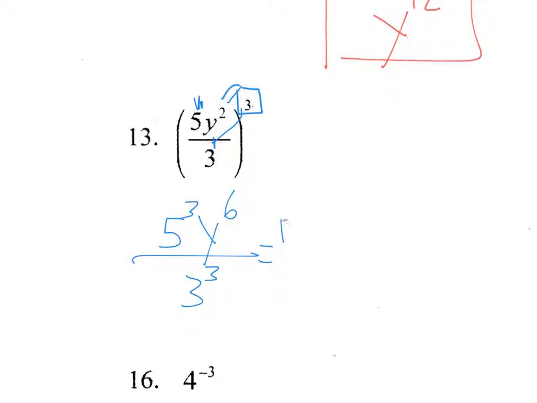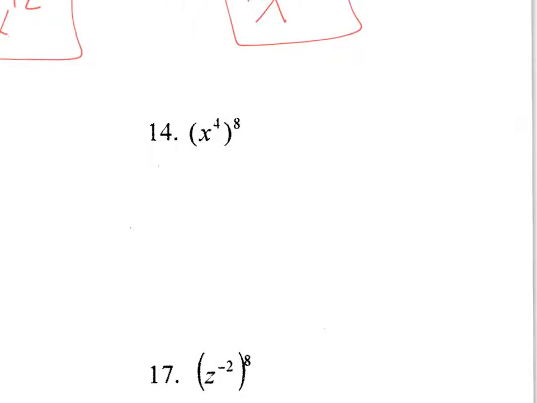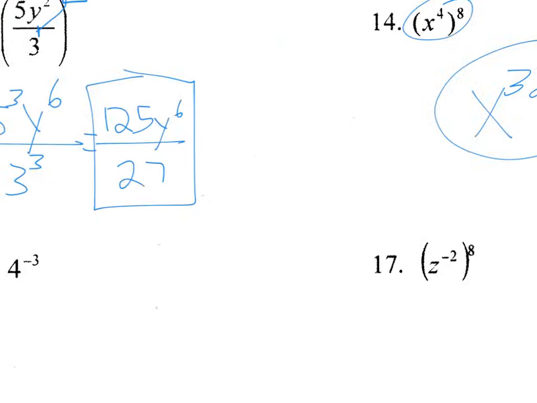5 to the 3rd is 125. 3 to the 3rd is 9. Oh, thought I was actually going to keep that answer. Just seeing if you're paying attention. It's 27. Lastly on this row, 14. Oh, gimme. Multiply the exponents. Come on. Don't miss that one.